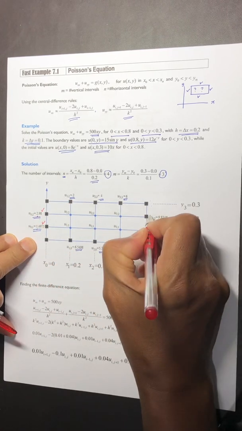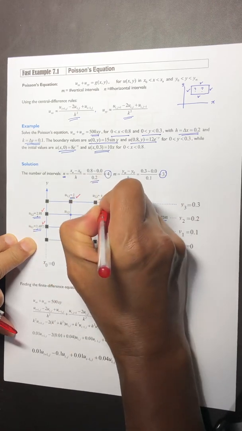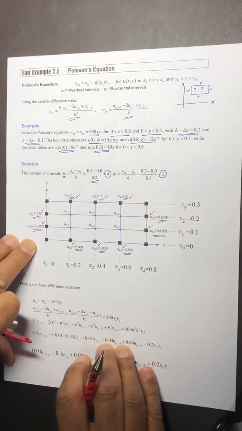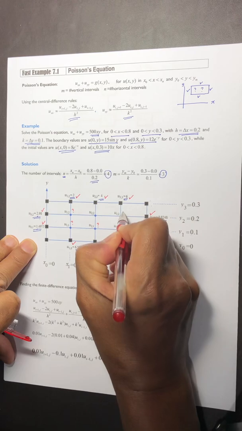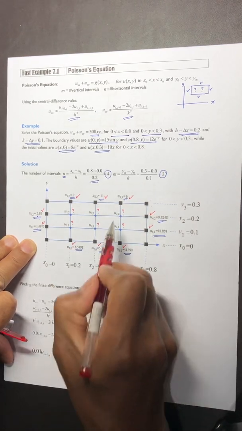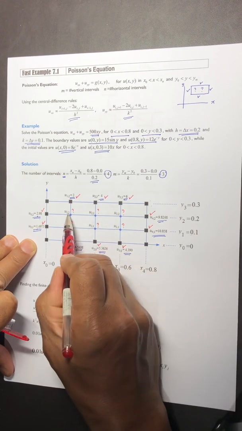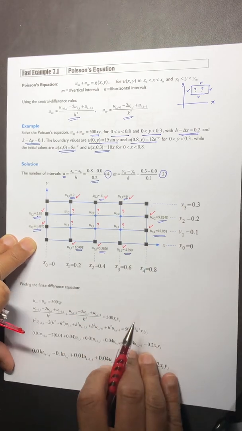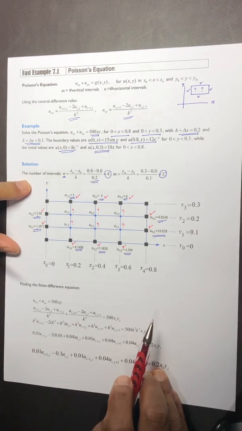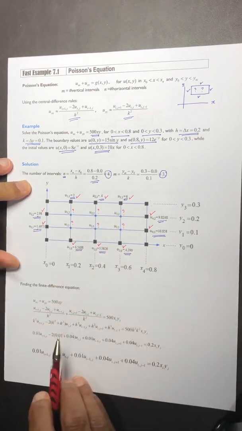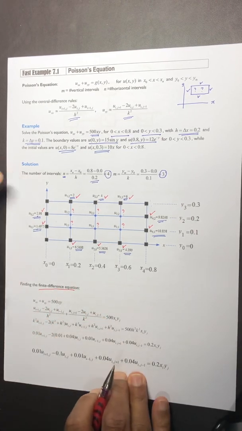1, 2, 3, 4, 5, 6, 7, 8, 9, 10 are all givens. We need to find these values. How many of them? There are 6 unknowns: U11, U21, U31, U12, U22, U32 that we need to find. That's the problem. In order to find these 6 values, we need to find the finite difference equation.